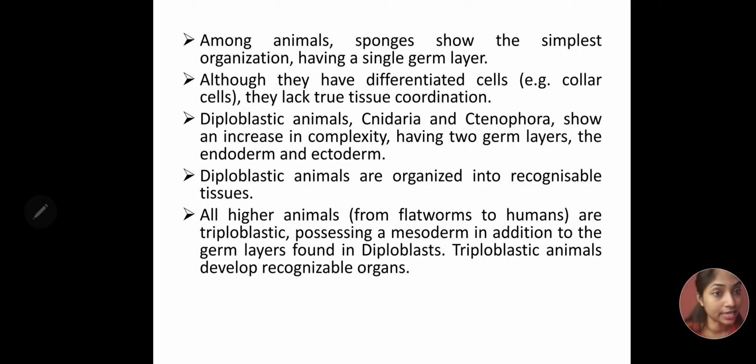And all higher animals, from flatworms to human beings, are triploblastic in nature. That is, they have an extra cell layer called the mesoderm, in addition to the germ layers ectoderm and endoderm. So in between the ectoderm and endoderm, you find the mesoderm. Triploblastic animals develop recognizable organs, which is lacking in diploblasts.